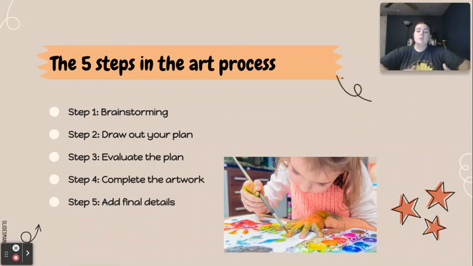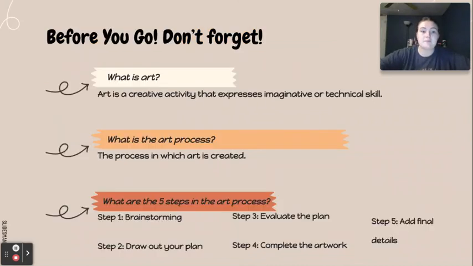And then step 4 is completing the artwork. That is when you're done and you're like, okay, and then you take a break and then you come back to step 5, which is add the final details. After you take a little bit and you look at it, you decide if you want to add anything else to it. And then when you're done, it's completed and you are completely satisfied with your work.